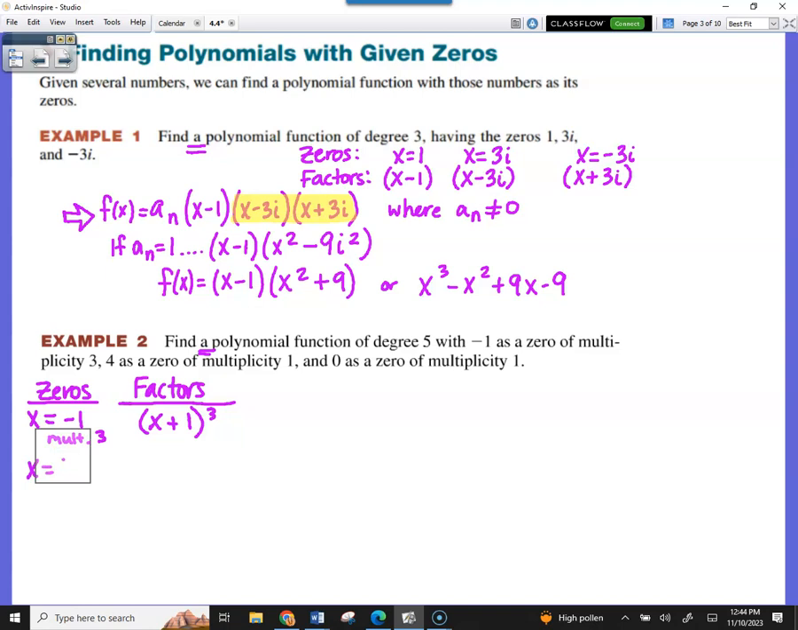What did it say next? 4. What multiplicity? 1. So do I need to do anything? No. All right, so what's that factor? X minus 4. What's the last multiplicity? 0, right? So it'd just be X.